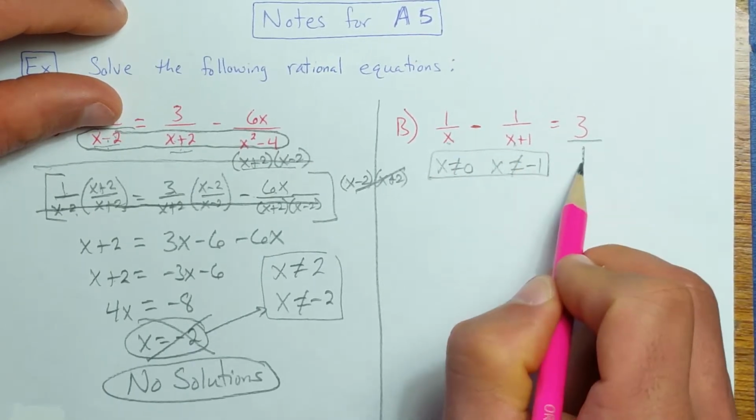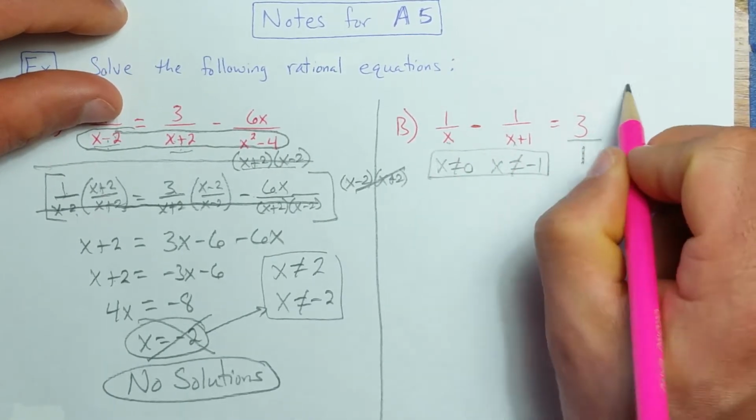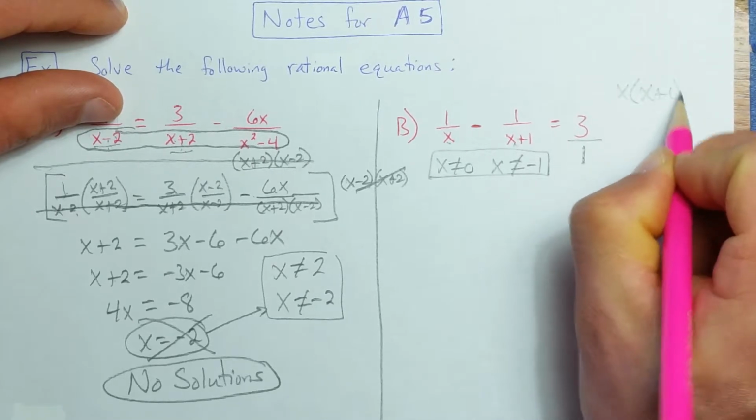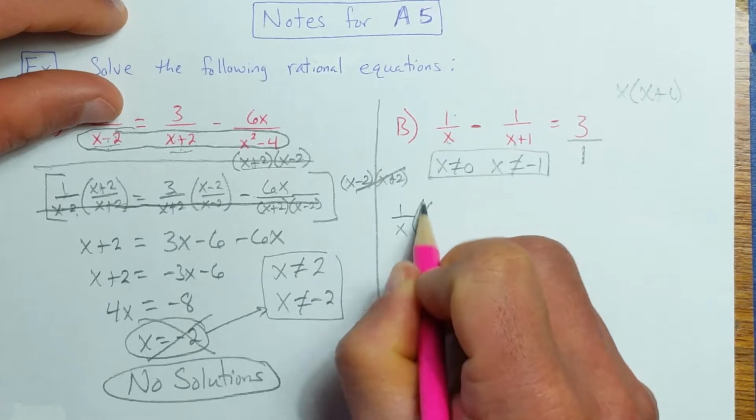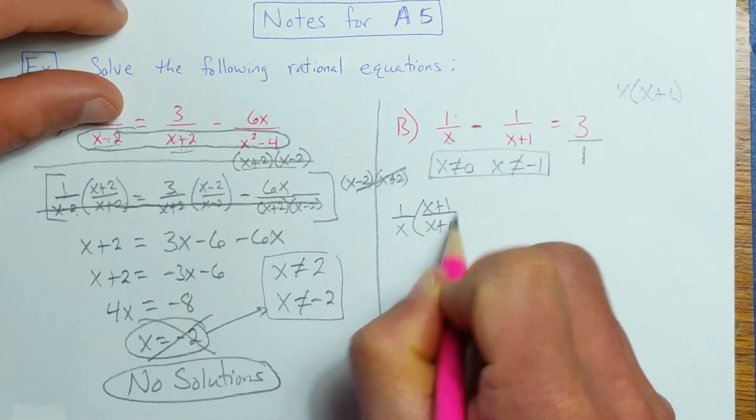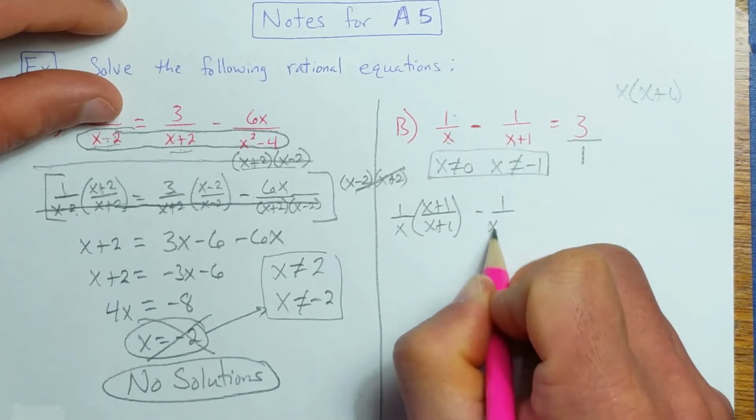It's just x, x plus 1, and 1. So the least common denominator is going to be x times x plus 1. So I'll have to multiply that first fraction by x plus 1 over x plus 1. I'll have to multiply that second fraction by x over x.